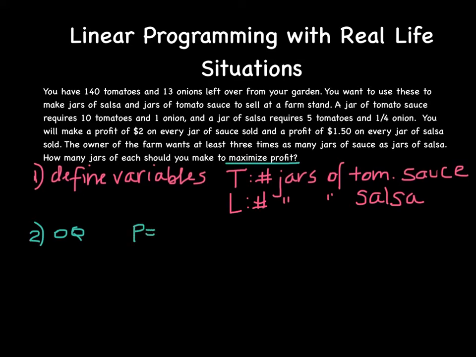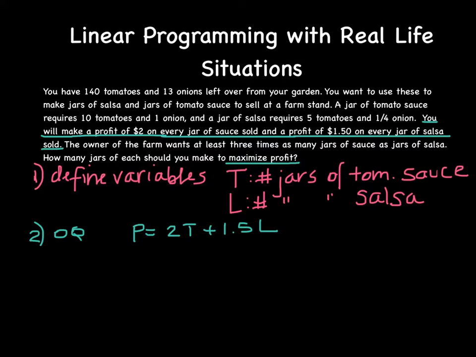So first I need to find out what profit is. So I'm going to go back into the word problem and see where they talk about profit. And you can see this sentence right here. You will make a profit of $2 on every jar of sauce and $1.50 on every jar of salsa. So I'm going to make $2 on every jar of tomato sauce and $1.50 on every jar of salsa. So there's my objective quantity. And again, same as in system word problems, once I use numbers, I'm not going to use them again.